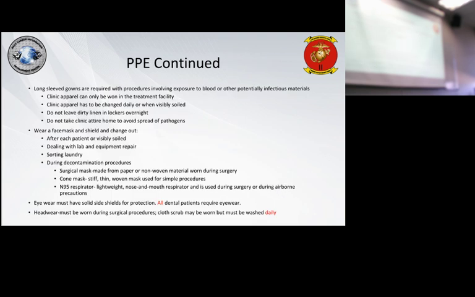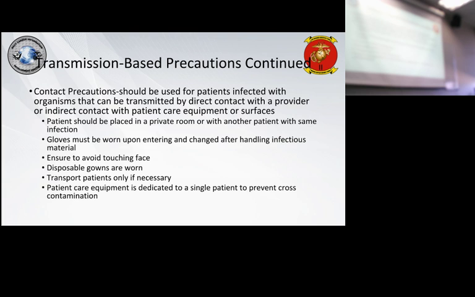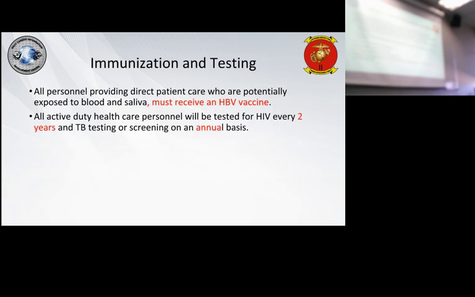More PPE stuff goes into the gowns, face masks, eyewear, headwear, transmission-based precautions, airborne precautions, obviously from your standard coughs and stuff like that. There's big hazards there. Also, droplet precautions from coughing, sneezing, or talking. Contact precautions. So obviously you should know the different types of transmission.